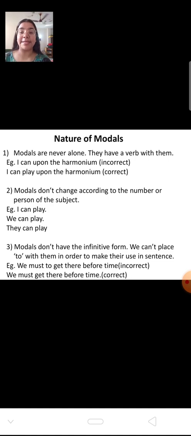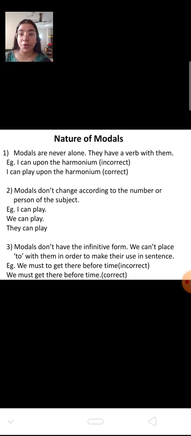Now tell me, does it make any sense? "I can upon the harmonium." No, it does not make any sense. But if I say "I can play upon the harmonium," now this is correct. That means modals, if used alone, have no meaning.